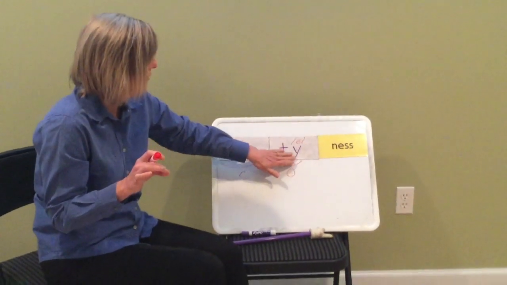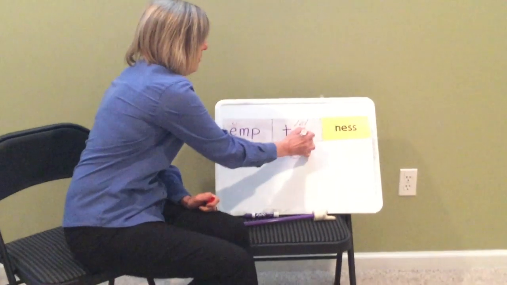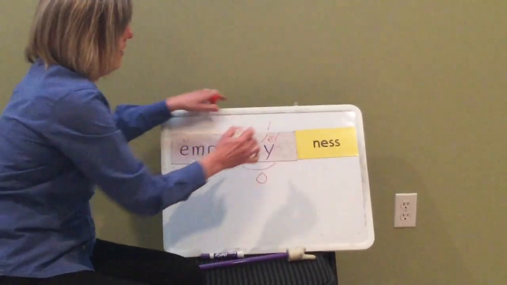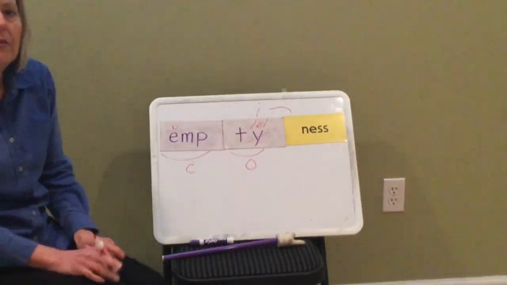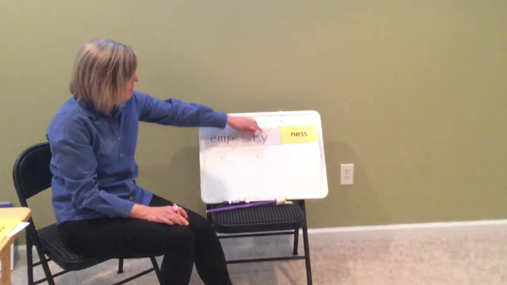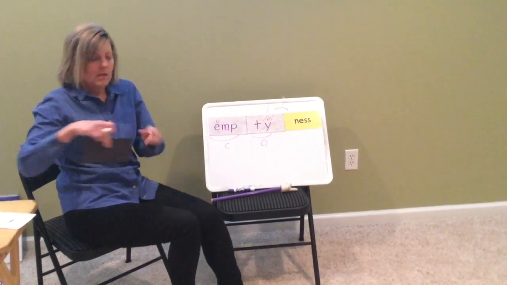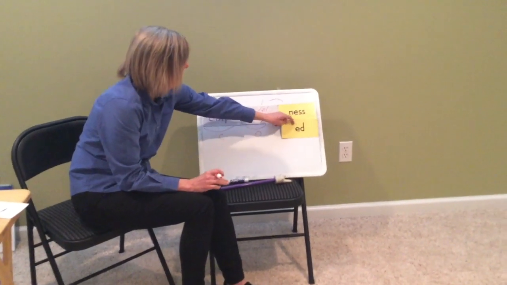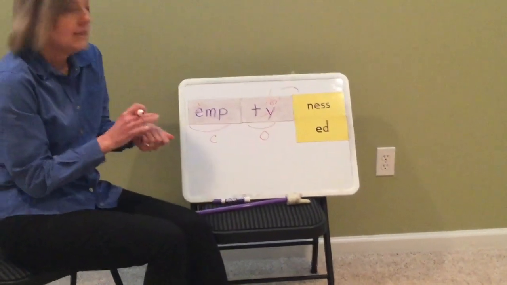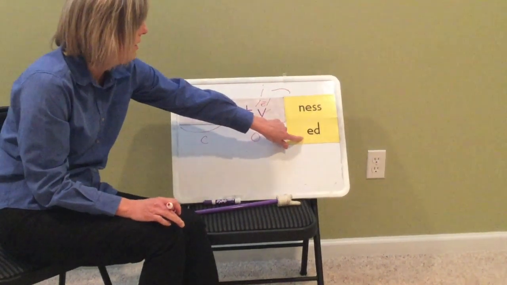Before we can do that, we have to do something to the Y. If you remember, we have to change this Y to an I, and then we add our suffix NESS, because this is an open vowel syllable. So we're going to change the Y to an I and add NESS. The next, if we added a vowel suffix, we're going to do the same thing. We're also going to change the Y to an I and then add our ED.